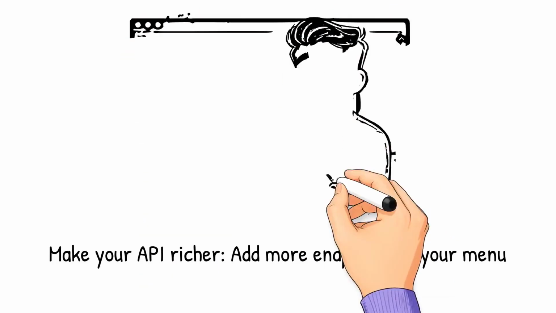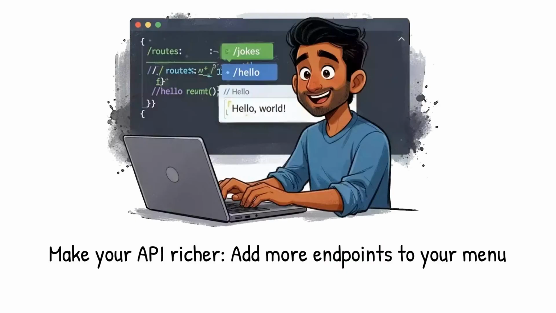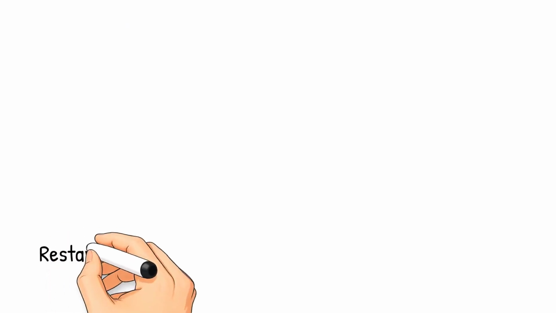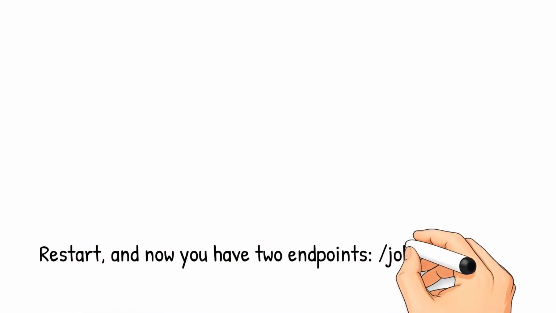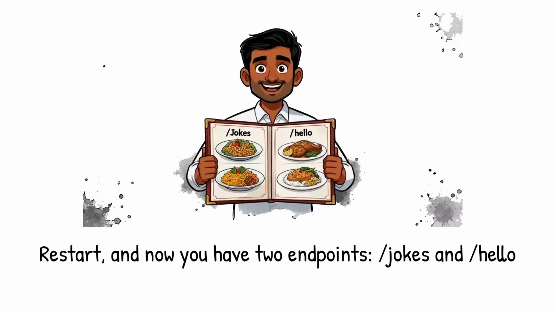Adding a second endpoint is just repeating the pattern. You write another app.route, maybe for /hello, and below it a tiny recipe that returns a friendly greeting. Save, restart, and now you have 2 endpoints, /jokes and /hello. You can keep adding as many as you like. Each one is just another item on your menu.